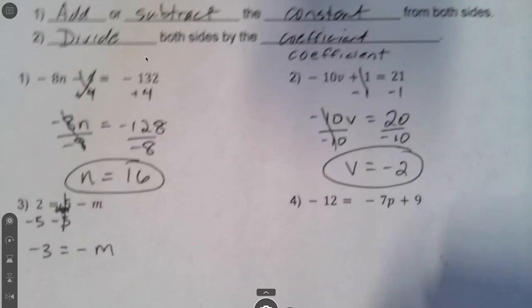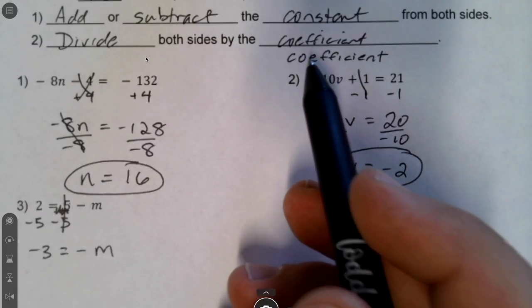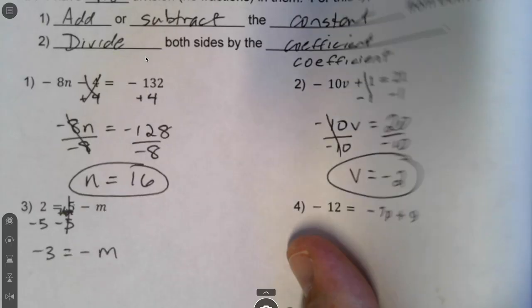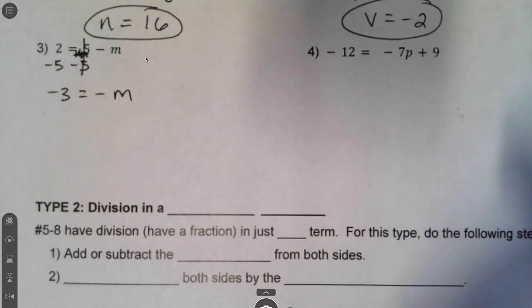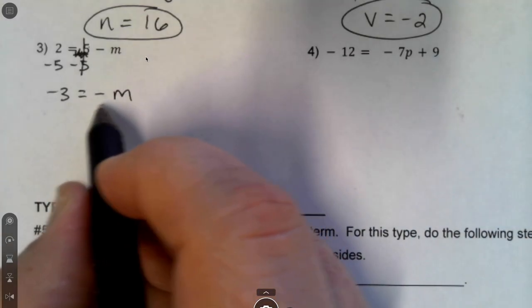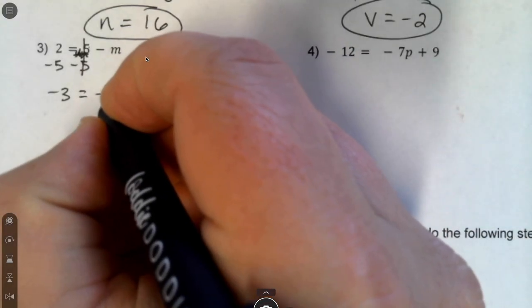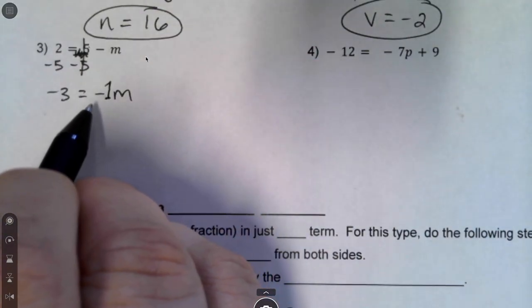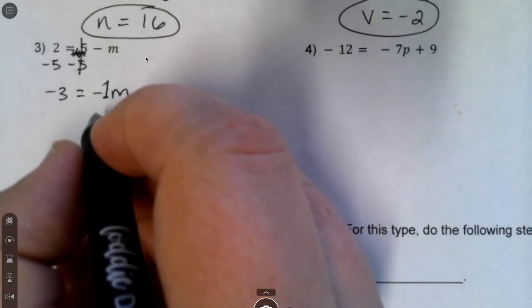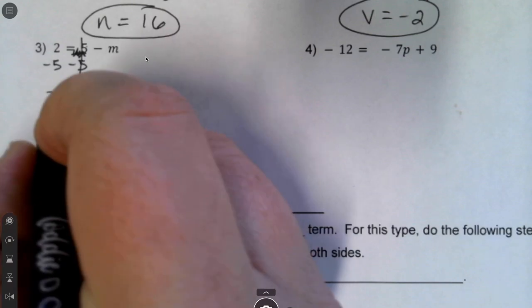Now step 2 says divide both sides by the coefficient. But you might look at this and say, well, wait a minute, there's no number in front of the variable. There's not one written, but there is an understood number in front. When there's no number written, it's understood to be a 1. So we really have a coefficient of negative 1. So we can divide both sides by negative 1.